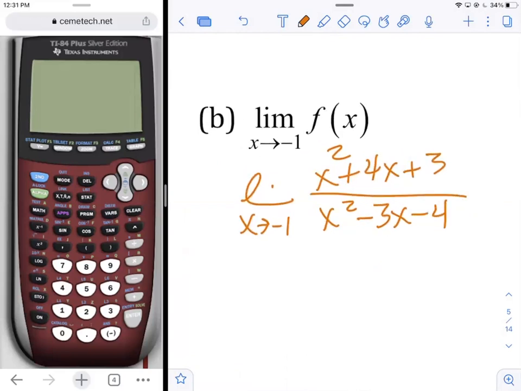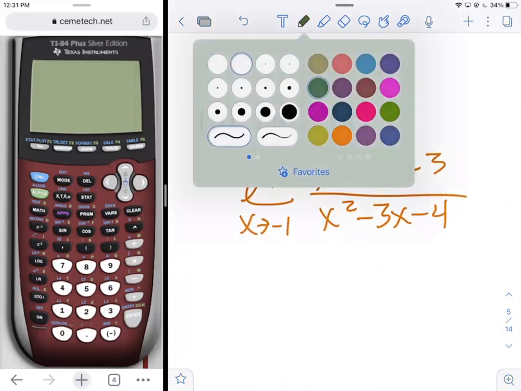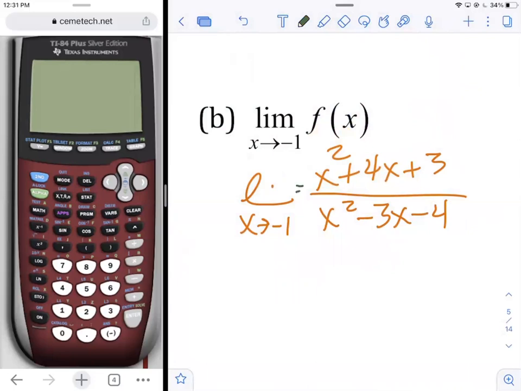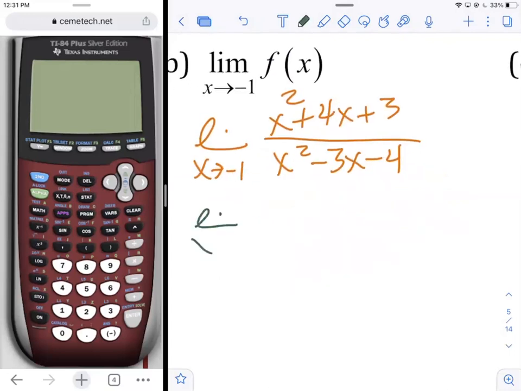Some people want to put the limit as x goes to -1 equals that. Does that really make sense? No. You always have to have the limit of something behind it. You don't say the limit with nothing and then equals that. That's not true. All right, so now I can go ahead and factor.